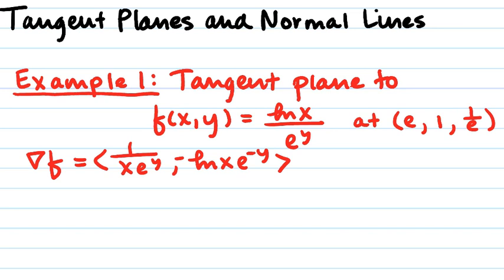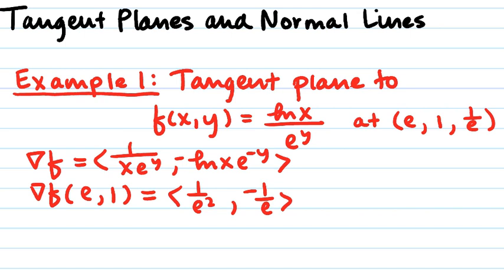Okay. Now, the gradient of f at the point where x is e and y is 1 will be, what is it going to be? 1 over e squared and negative 1 over e. Is that right? All right.